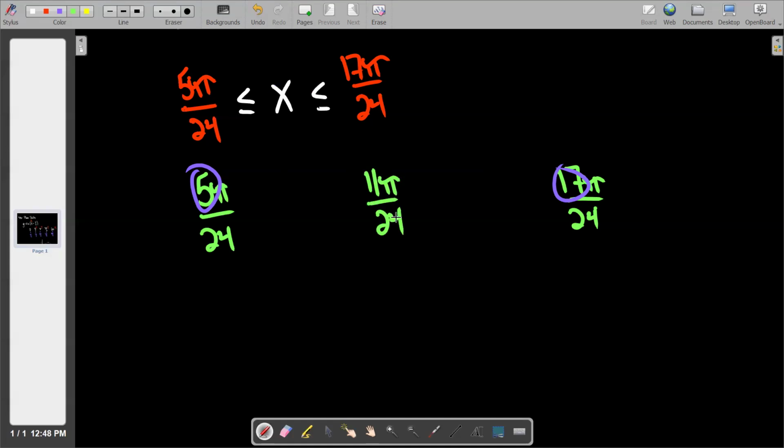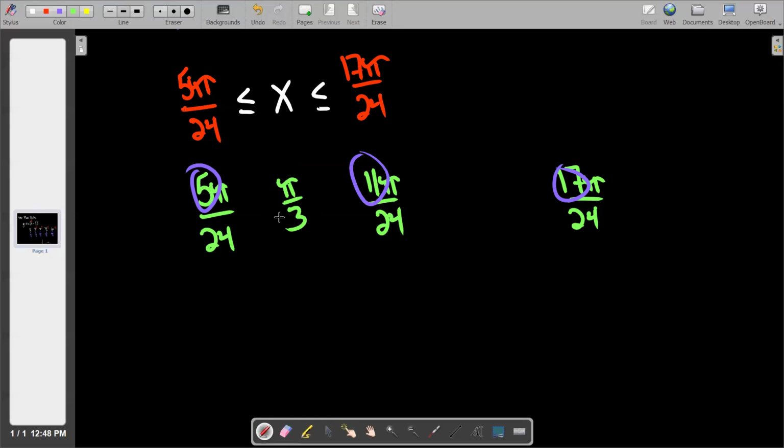What's halfway between 5 pi over 24 and 11 pi over 24? I'll ask the same question again. Halfway between 5 and 11 is 8. So in the middle, we would have 8 pi over 24. But what's wrong with 8 pi over 24? It needs to be reduced. So it is going to reduce to pi over 3.